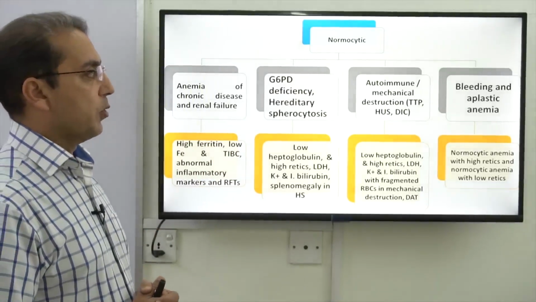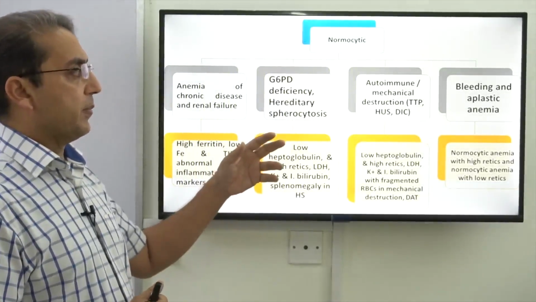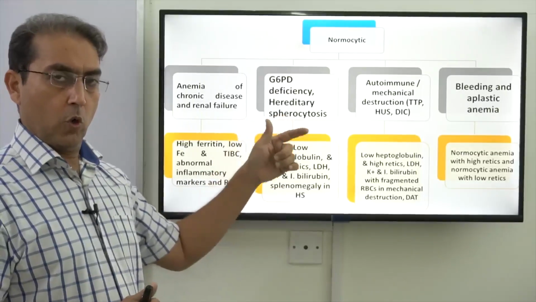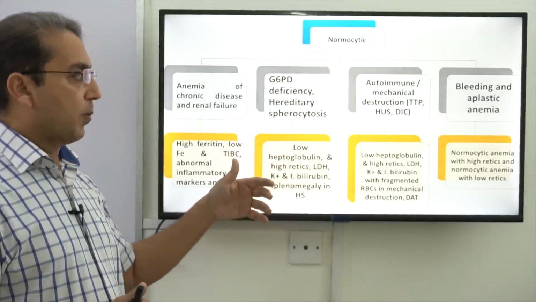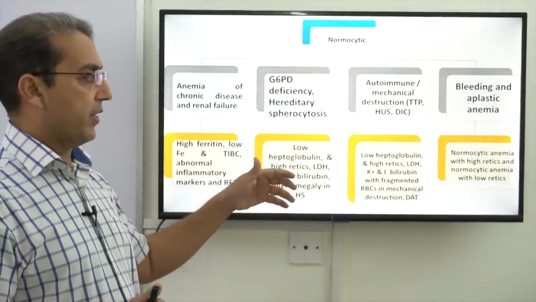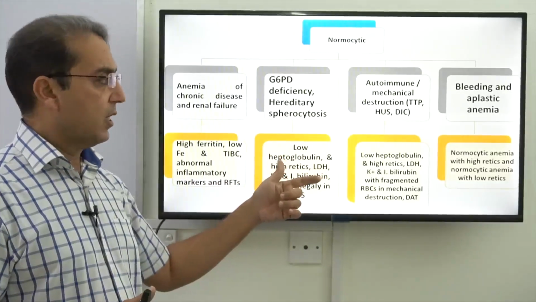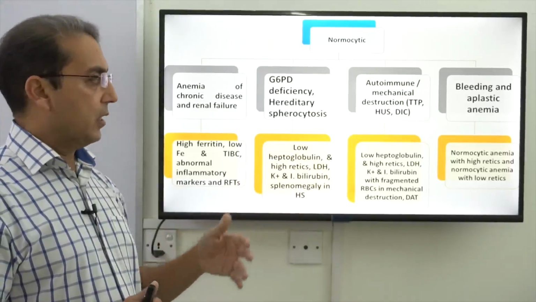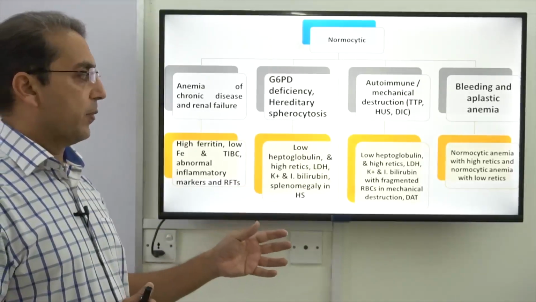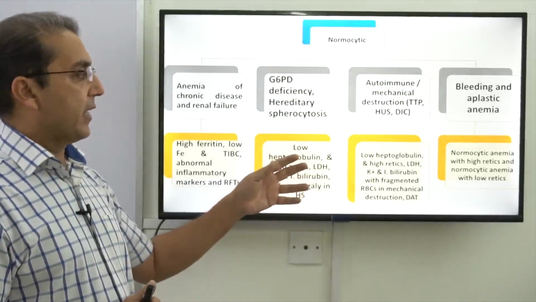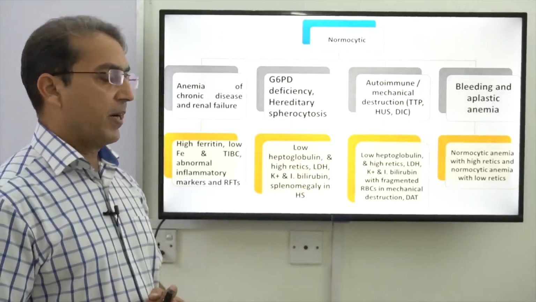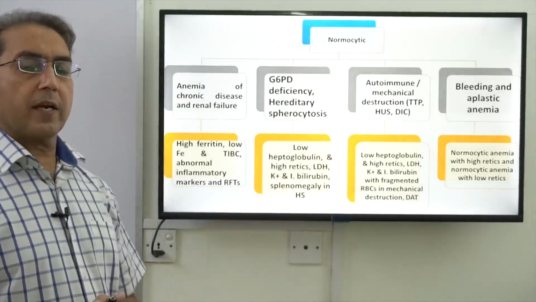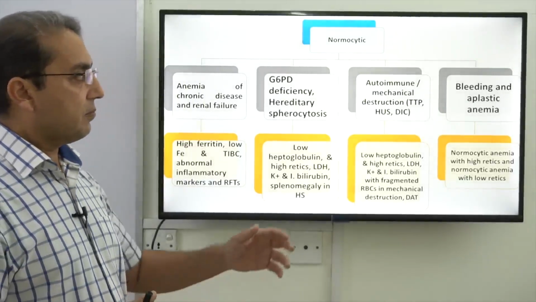Then if the patient has autoimmune or mechanical destruction, for example TTP, hemolytic uremic syndrome, or DIC, the patient will have low haptoglobin because hemoglobin will bind with it, bone marrow will react, so you'll have high reticulocyte count, RBCs break down, they release LDH, potassium, and the indirect bilirubin or unconjugated bilirubin starts rising. And in cases of mechanical destruction, you may have fragmented RBCs. And for autoimmune hemolytic anemia, you can go for direct antiglobulin testing.